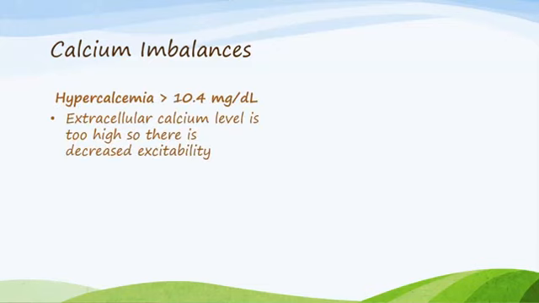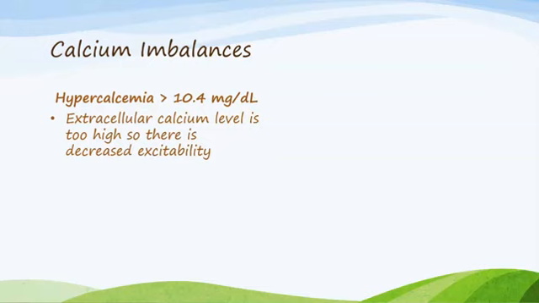Let's look at each of these imbalances individually so we can get a better understanding of what this means to me as a nurse. What are the assessment findings I'm going to see? What might I need to do as part of my collaborative care? So we are going to start out with hypercalcemia. Hypercalcemia means that we have a lot of calcium in the blood.